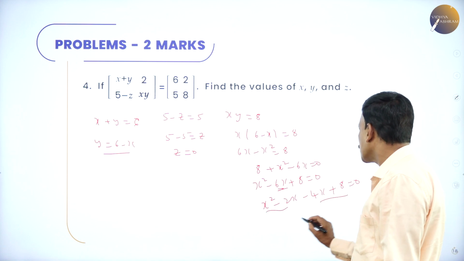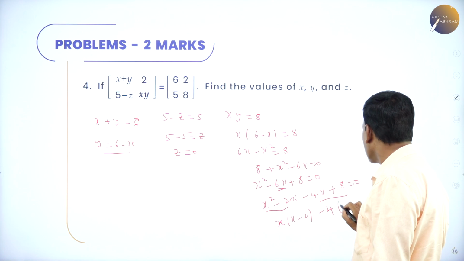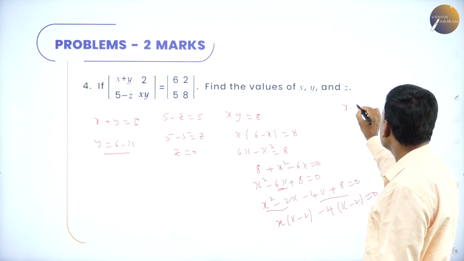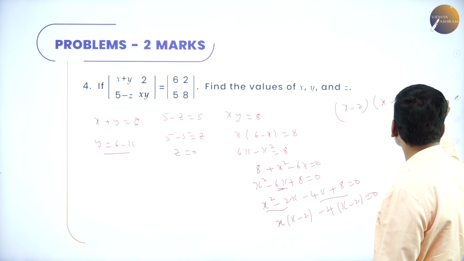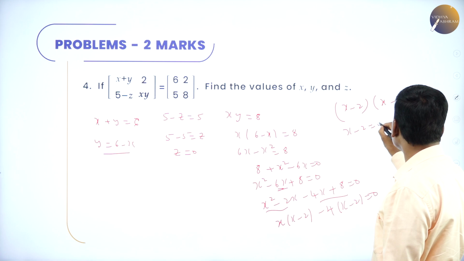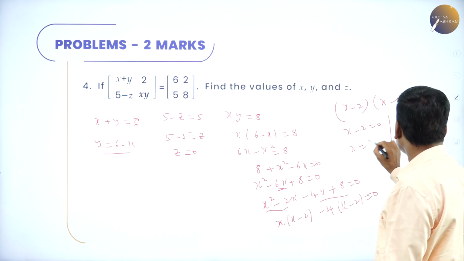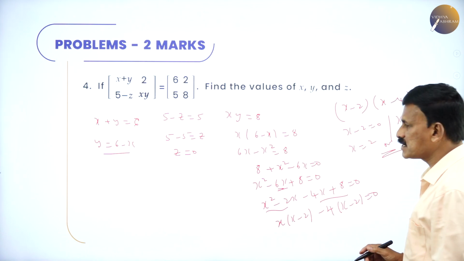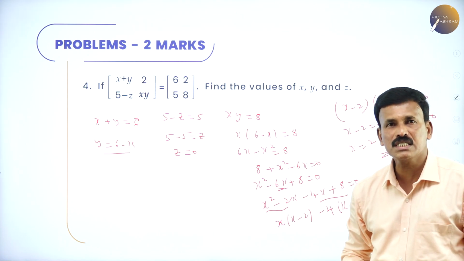This is one group, this is another group. You can take x as common factor, x minus 2. Minus 4 common factor, x minus 2 is equal to 0. So x minus 2 into x minus 4 are the factors. X minus 2 is equal to 0 or x minus 4 is equal to 0. X is equal to 2 or x is equal to 4. So the values of x are x is equal to 2 and x is equal to 4 in this equation.